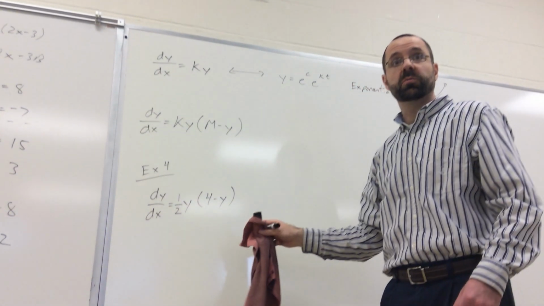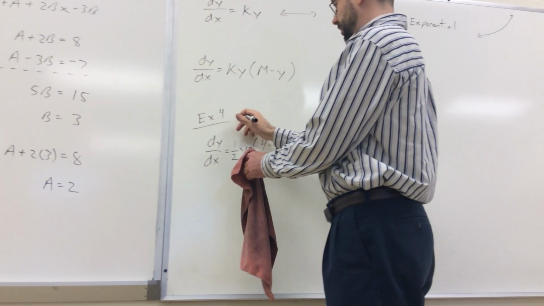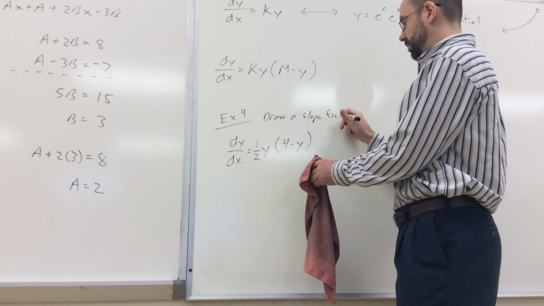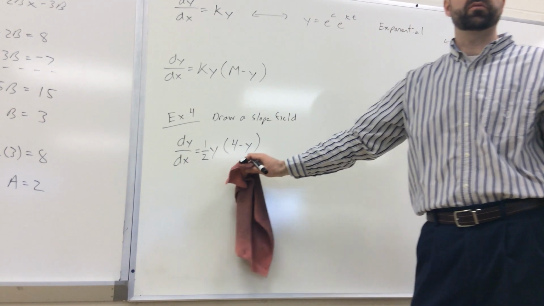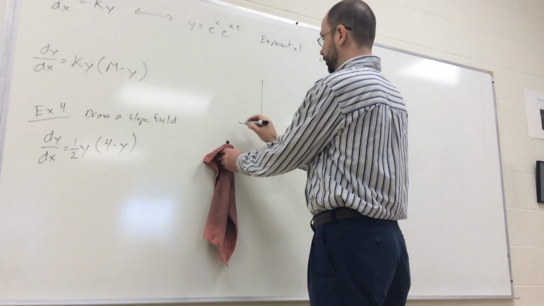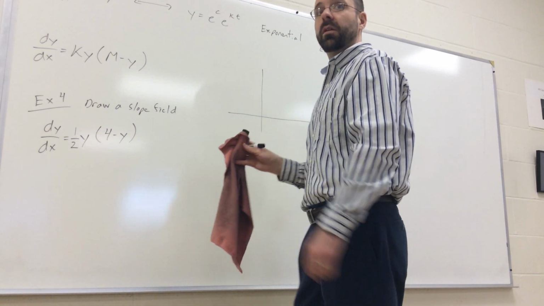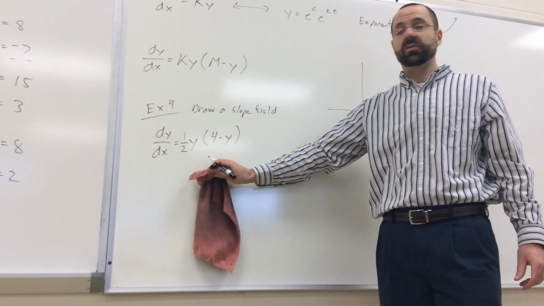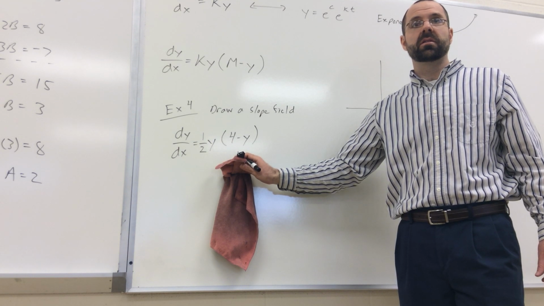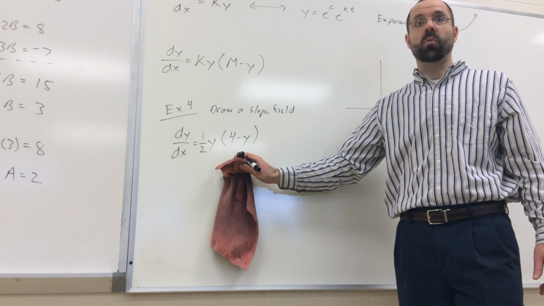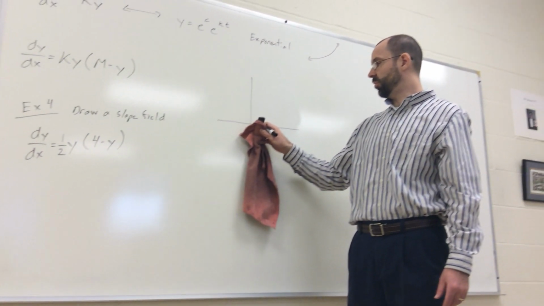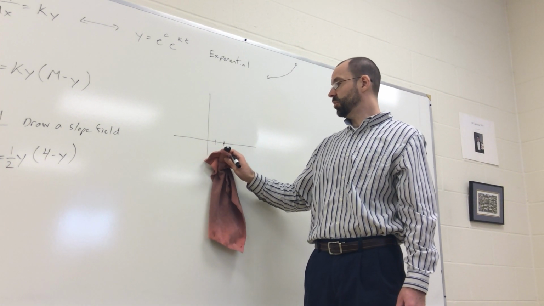Okay, so what we're going to do with this is draw a slope field. I'm going to draw a slope field for this differential equation. So the first thing that I notice about this differential equation is there's not an x in the equation. So when I have a point, all I have to do is plug in the y value. Okay, so let's start with the point 2, 0.